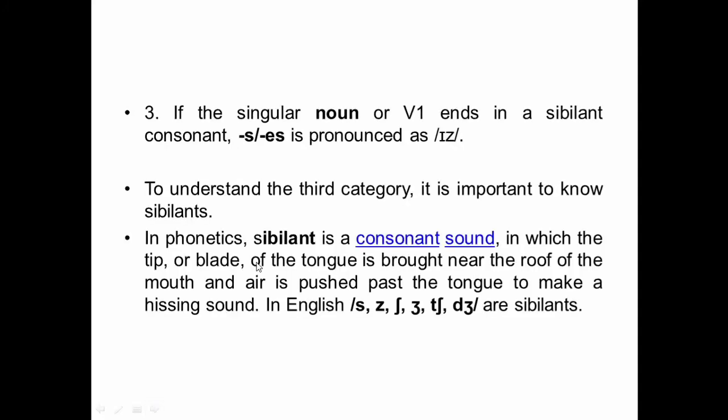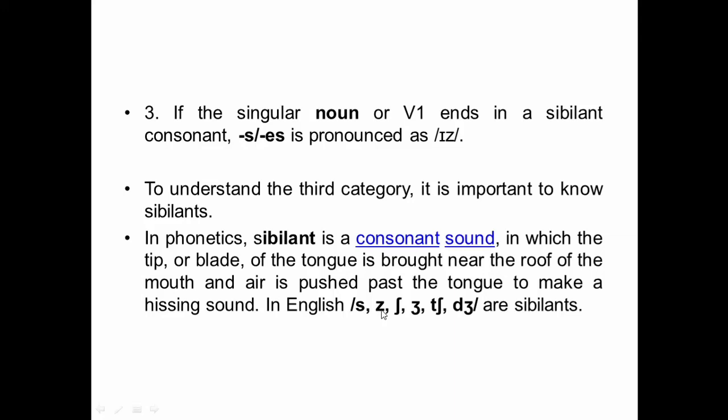Rule number three says that if a singular noun or V1, the first form of the verb, ends in a sibilant consonant, which we have discussed before in the beginning lectures, and I will give you a recap of sibilant here, then this s or es is pronounced as iz. Let's see how. First of all, what is a sibilant sound? A sibilant is a consonant in which the blade of the tongue, the portion just behind the tip of the tongue, is brought near the roof of the mouth.